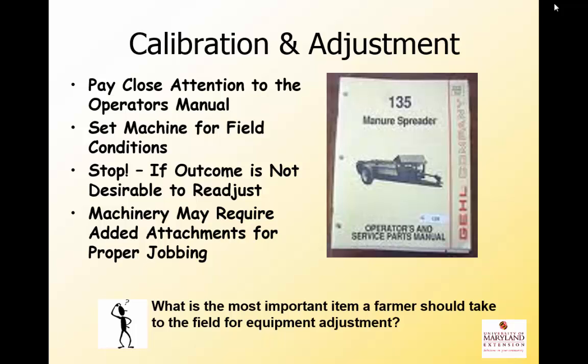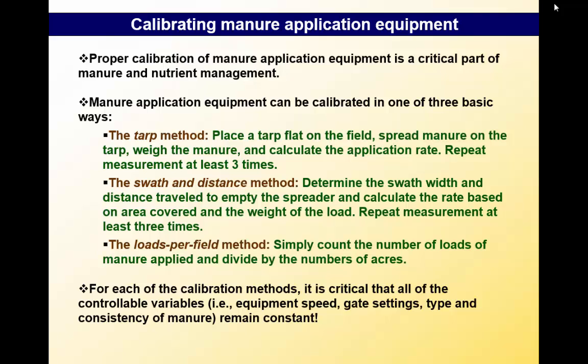You set the machine for field conditions. And like any piece of farm equipment, if it's not working right, you stop immediately and fix it. You don't keep going. If the outcome is not desirable, stop and readjust. You want to get it right. Machinery may require added attachments for proper jobbing. So, calibrating manure application equipment.